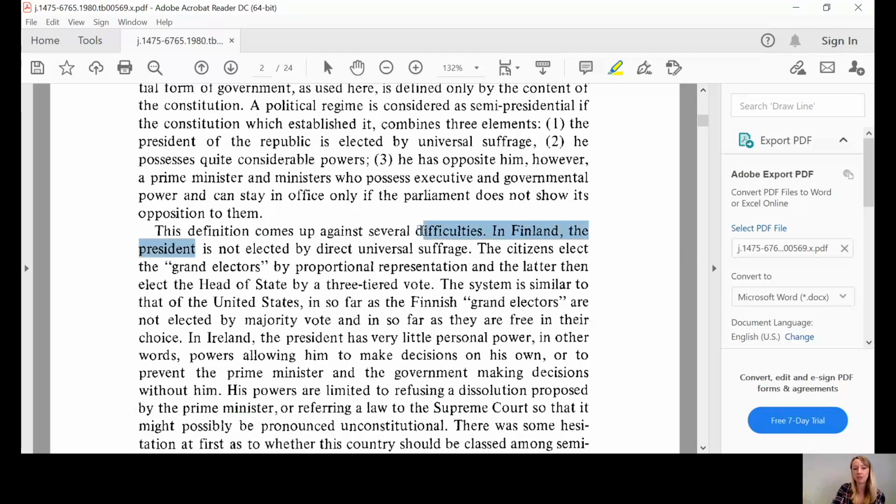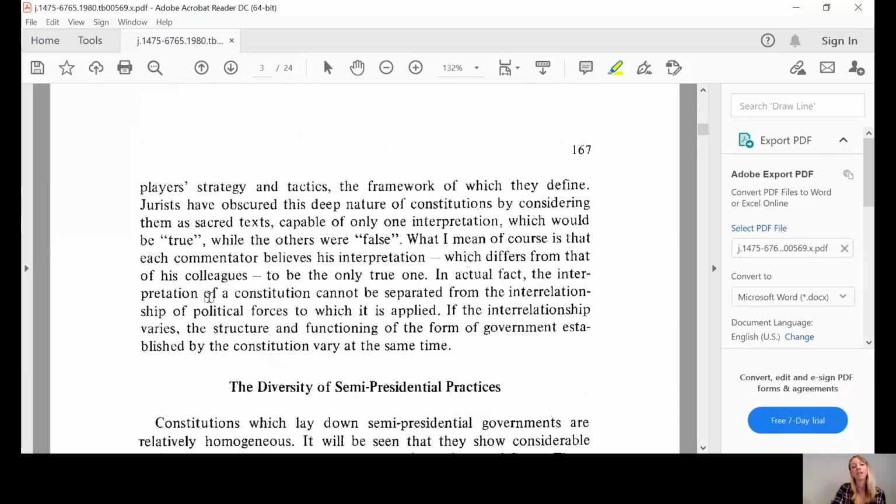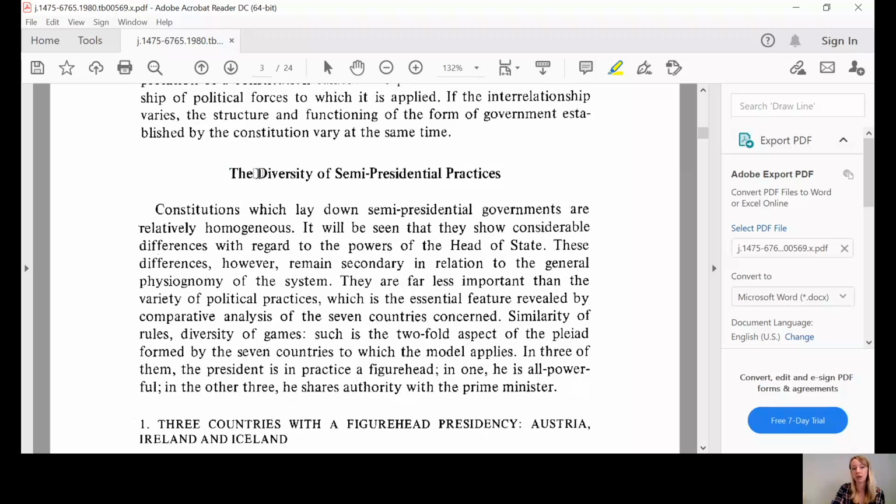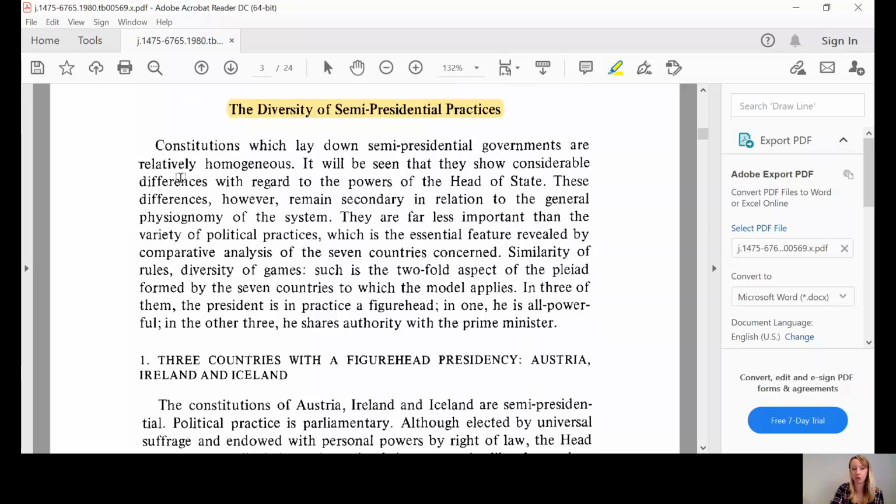Next paragraph, this definition comes up against several difficulties. That'll tell you where you might find objections to use in your essay. Keep scrolling and you get to the first section heading. This is where the diversity of semi-presidential practices is discussed, so you can surmise that this is where you'll see the breakdown of the 3 regime types. And indeed, here's the first subheading that indicates that is exactly what he's doing.